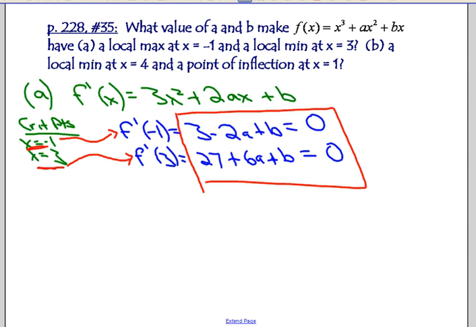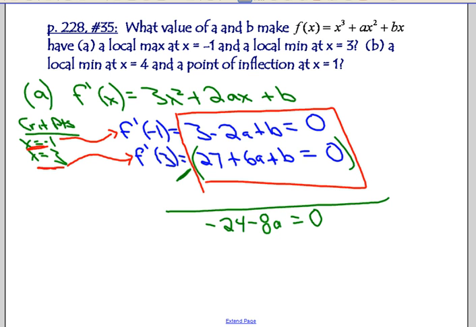The easiest way to solve these two equations would be to subtract the two, because that will cancel out the b. So I'm going to subtract the second equation. I get 3 minus 27, I get a -24. -2 minus 6 is a -8a. Look at that. The b's go away. And 0 minus 0 is 0. I can solve this now for a. I'll add 24 to the other side. Divide. And it looks like a equals -3.